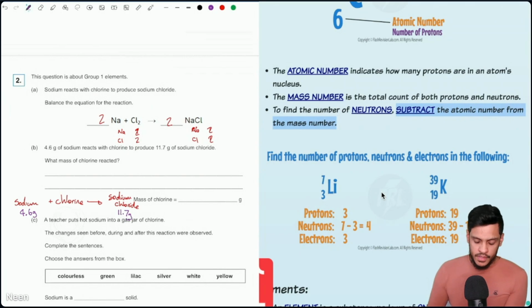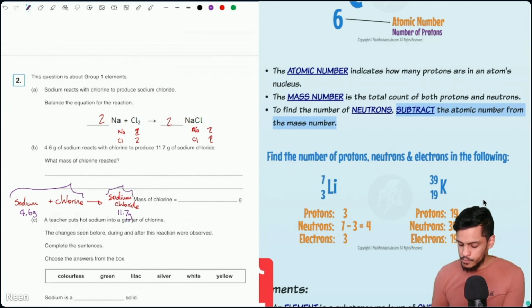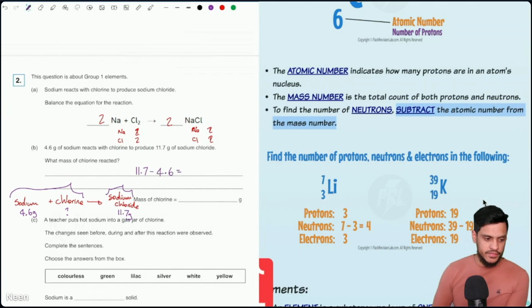So then the answer is not 4.6. No. What do we need to do? So mass has to be conserved. So the total mass of the reactants needs to be equal to the total mass of the products. So what you need to do to work out this one is you need to subtract the 2. You need to do 11.7 minus 4.6, which gives an answer of, yep, Mahania, well done. Answer is 7.1 grams.